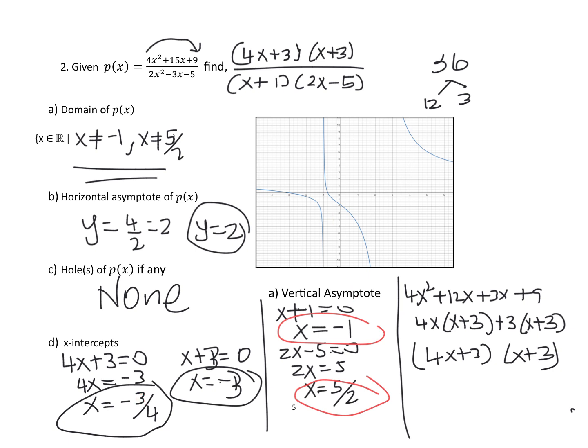Vertical asymptotes are these lines here, invisible lines, as is x equal to -1, and I have another one, x equal to 2.5. So those are going to be approached but not touched.